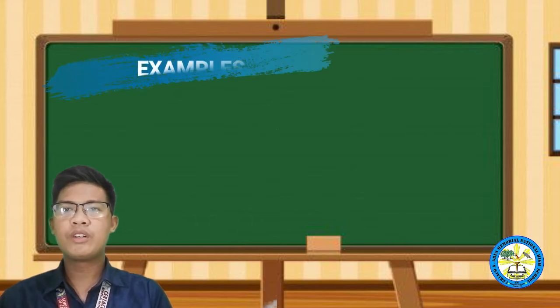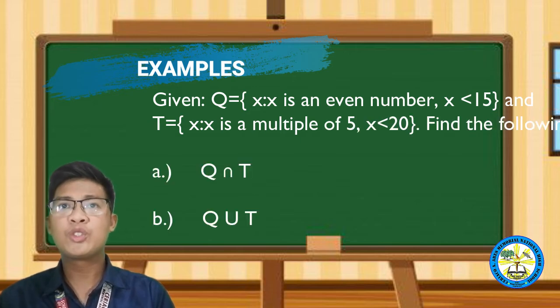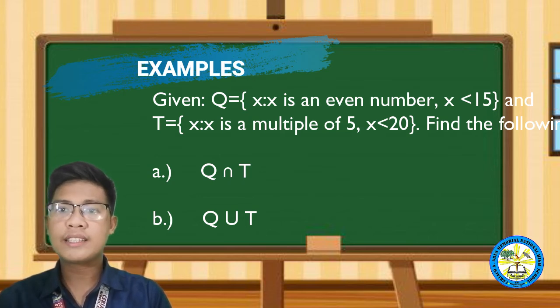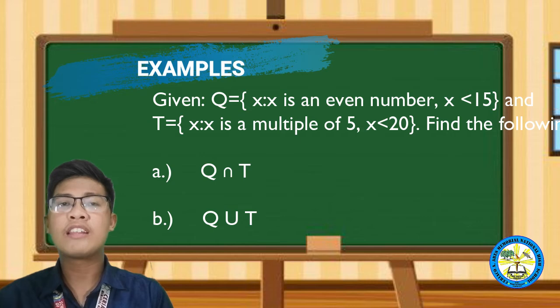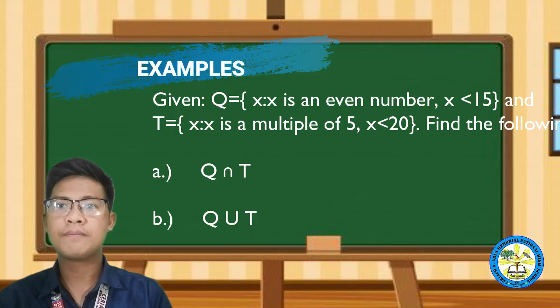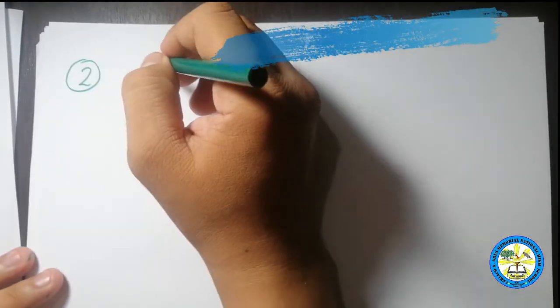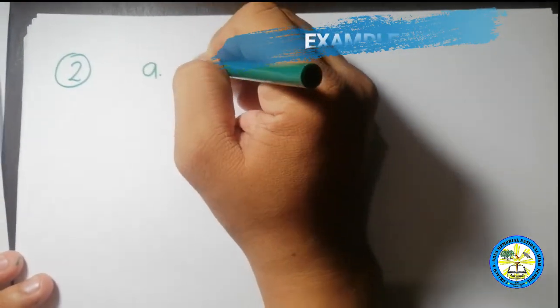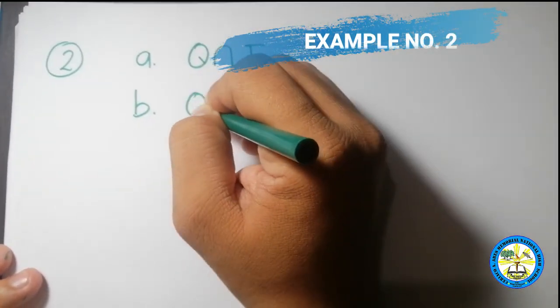So for example number 2 in your learning activity sheet, given event Q is an even number wherein x is less than 15, and event T is a multiple of 5 wherein x is less than 20, you need to find the following. The first one is the intersection of event Q and event T, and the second one is the union of event Q and event T.